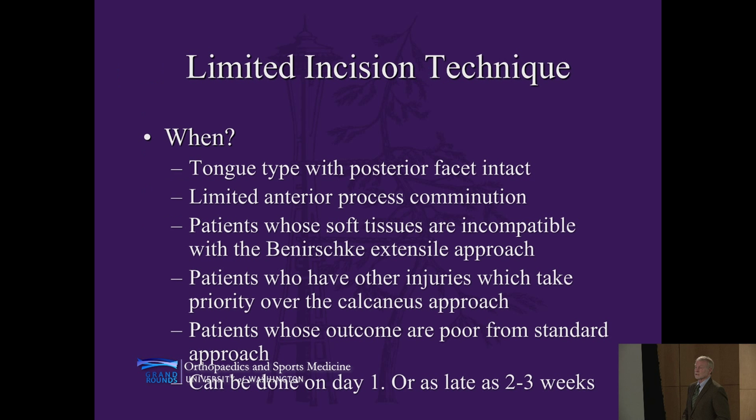We know that tongue-type fracture patterns with posterior facet intact were our initial target group for small incision technique. Those with limited anterior process comminution, those with incompatible soft tissues, those with conflicting injuries. So if you have a tibial plafond and a talus fracture, those are higher priority injuries, and we don't want to take priority away from those higher injuries to make an extensile approach. And patients whose outcome is known to be poor. In our own institution, we studied open treatment with extensile approach and showed that those who had a lot of anterior comminution had a poorer outcome than those who did not. So that group also fits in.